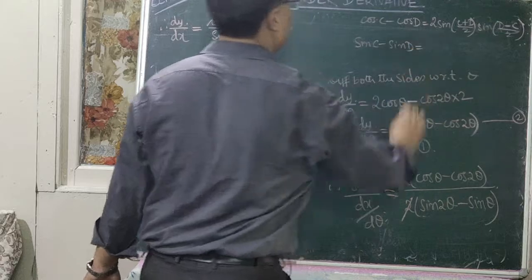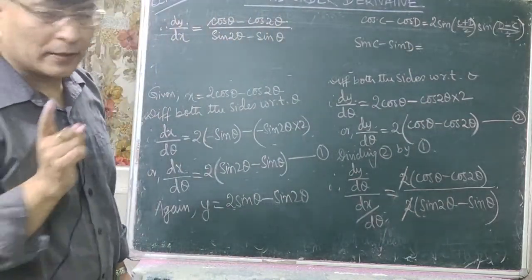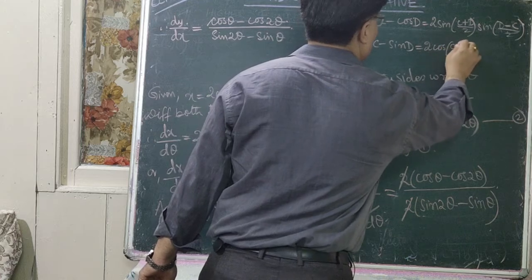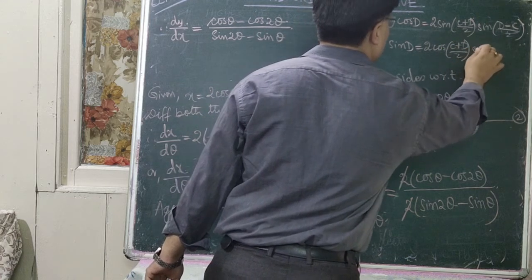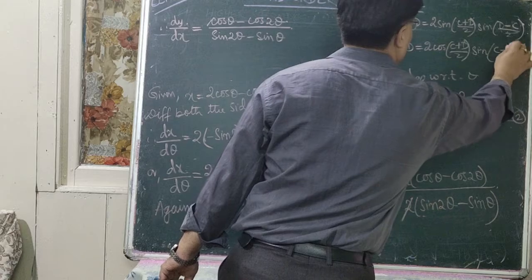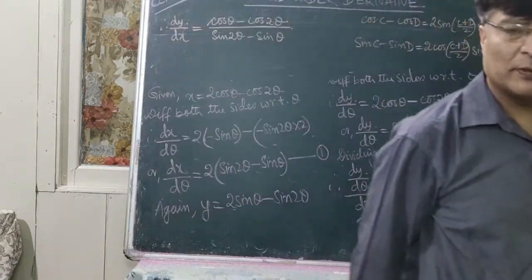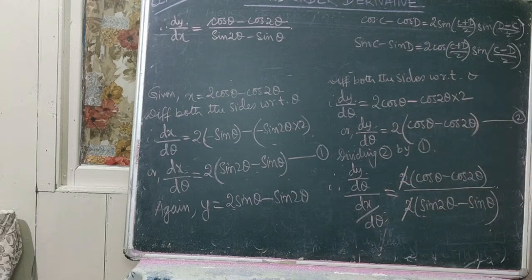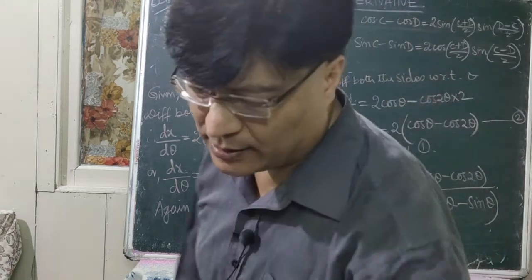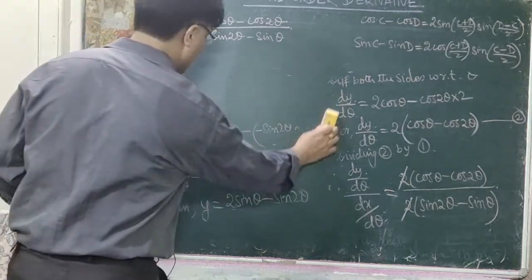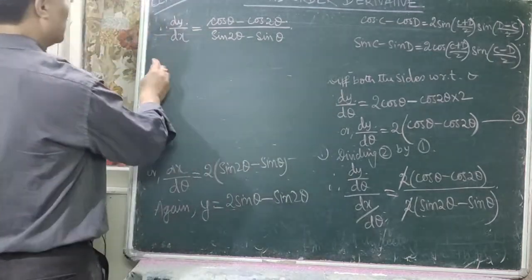So what is sine c minus sine d? 2 cos of c plus d by 2, then comes sine of c minus d by 2. So we will use these two formulae in order to simplify that right hand side. Okay. So now let us simplify this right hand side.